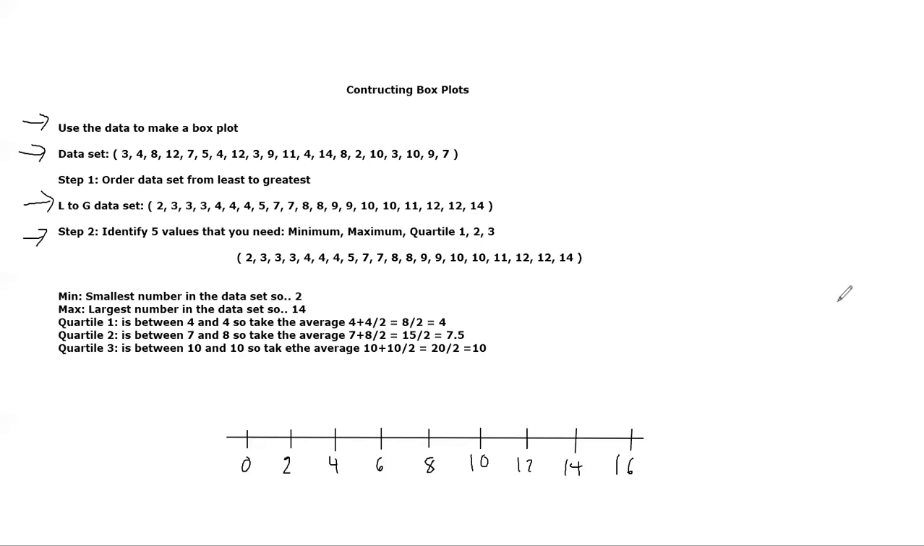Step 2, identify the 5 values that you need: your minimum, your maximum, your quartile 1, quartile 2, and quartile 3. Right here, I have the definition for what all of them are. My minimum is the smallest number in my data set, which, if I arrange them in order, is just 2. The maximum is the largest number in the data set, so that should be 14. Now we get to the trickier ones: quartile 1, quartile 2, and quartile 3.